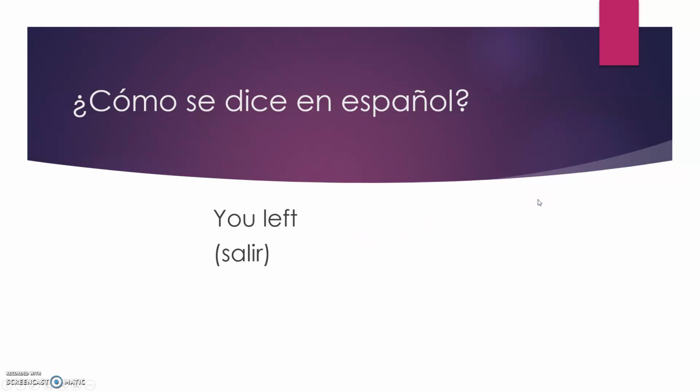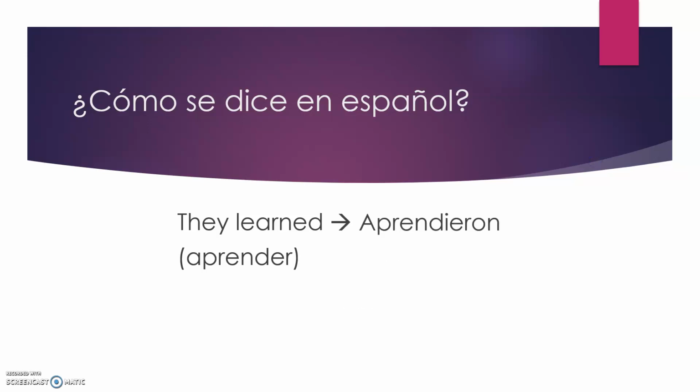How about you left? So I want the tú form of the verb salir in the preterite. That is saliste. Okay, you left is saliste. How about they learned? So I want the ellos form of the verb aprender in the preterite. That is aprendieron. Aprendieron means they learned.